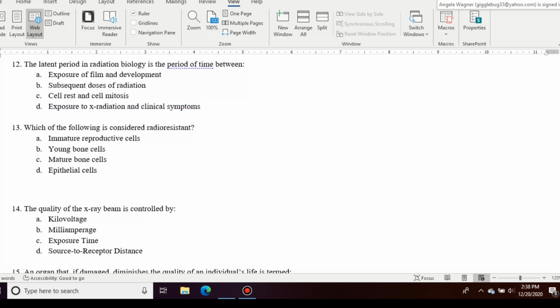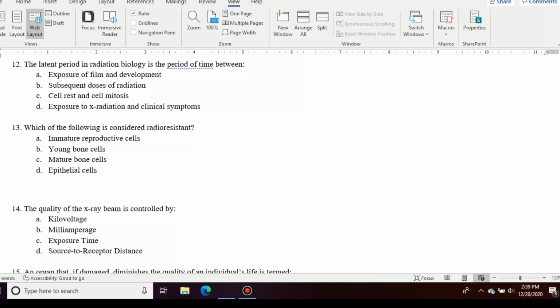Which of the following is considered radioresistant? A, immature reproductive cells, B, young bone cells, C, mature bone cells, or D, epithelial cells. The correct answer is C, mature bone cells.